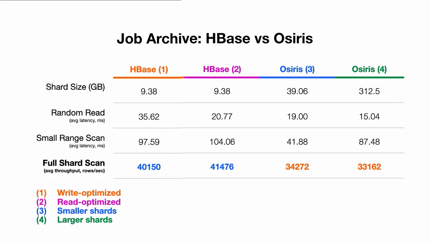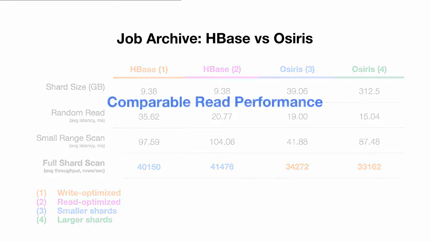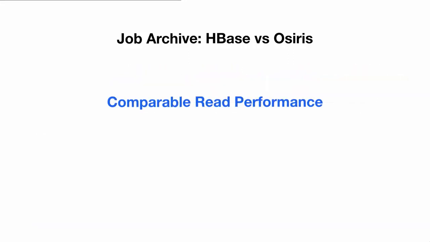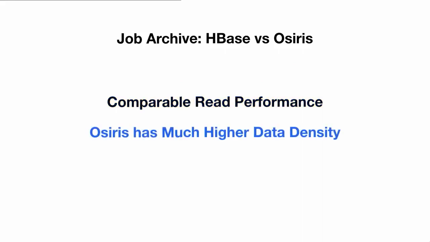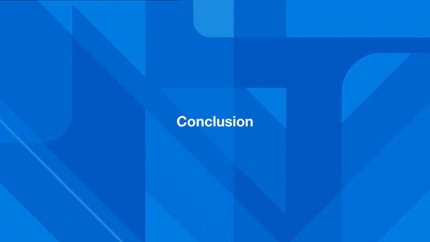But even if this is still the case, what we can see is that Osiris is pretty much comparable in all main read tests, despite having much larger shards. Comparable read performance, Osiris has much higher data density. So because we have comparable read performance, and we can have much larger shards, this means that we can grow our data size per server to much larger values while maintaining the same read performance, which was kind of the whole point. So we did it. Yay. Conclusion. Osiris is flexible, scalable, and fast.